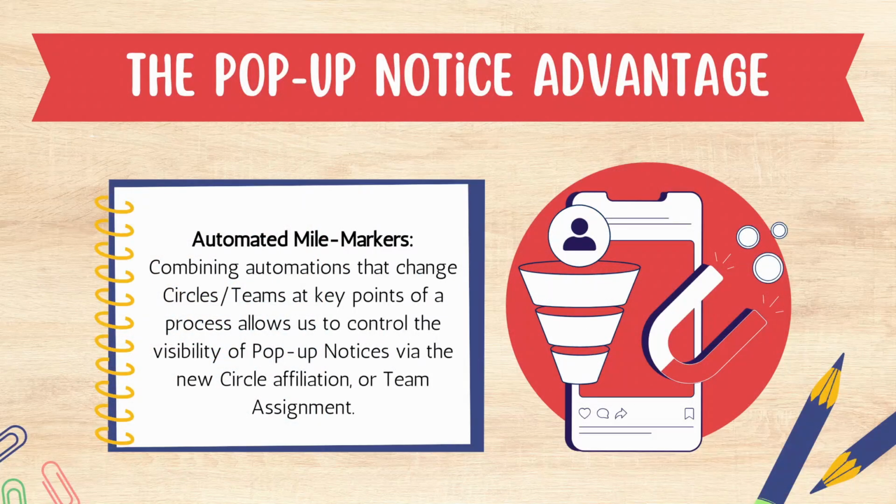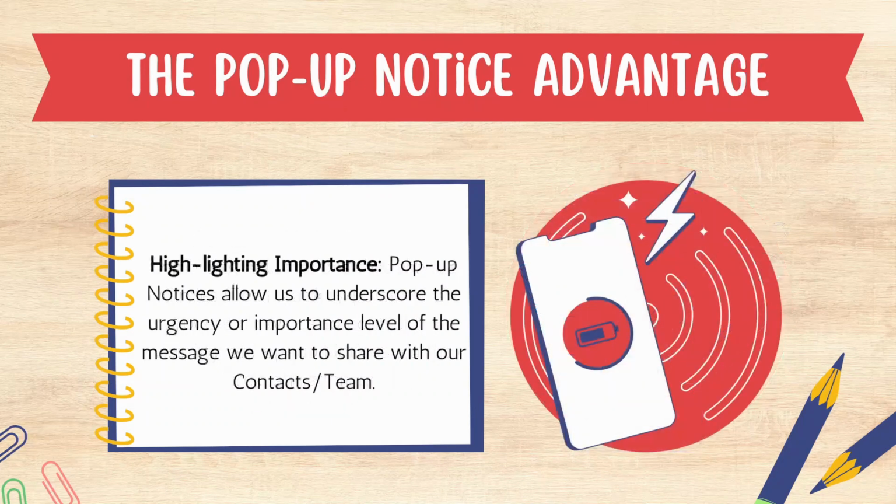The first key advantage of pop-up notices is automating mile markers. Combining automations that change circle and team affiliation at key points of a process allows us to control the visibility of pop-up notices via the new team or circle affiliation.